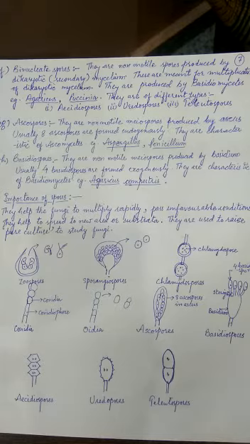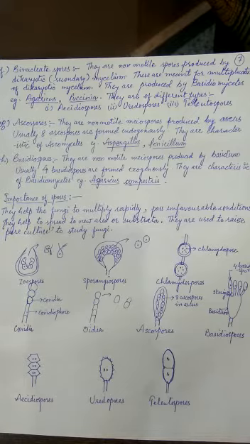Now binucleate spores can be aecidiospores, uredospores, or teliospores. So there are various types of binucleate spores depending upon various types of basidiomycetes. Now the next type of spores are ascospores.